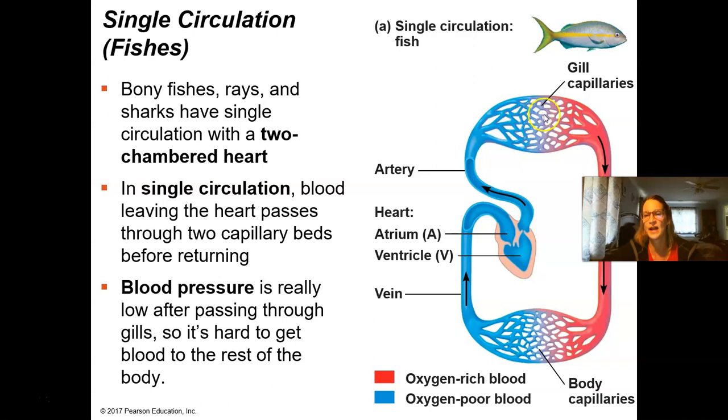And then once the blood is oxygenated, that blood has to go to all of the different body tissues. Okay? The body tissues need the oxygenated blood. All the cells need to get blood. So it's got to pass through another capillary bed somewhere, so that it can deliver the oxygen to the different cells. And by the time it gets through the second capillary bed, and it needs to get pumped back to the heart, the blood pressure is really, really low. So it's pretty hard for the fish to pump its blood in this circuit, since it has to go through two capillary beds before blood can return to the heart.